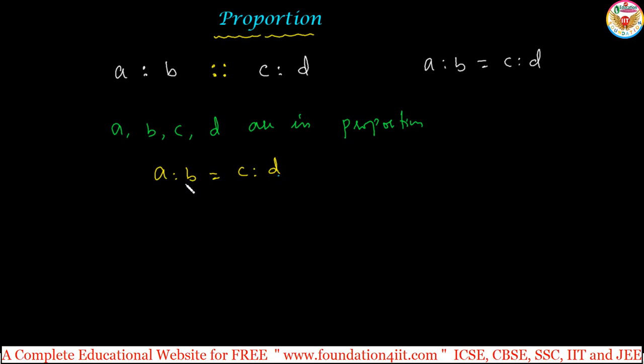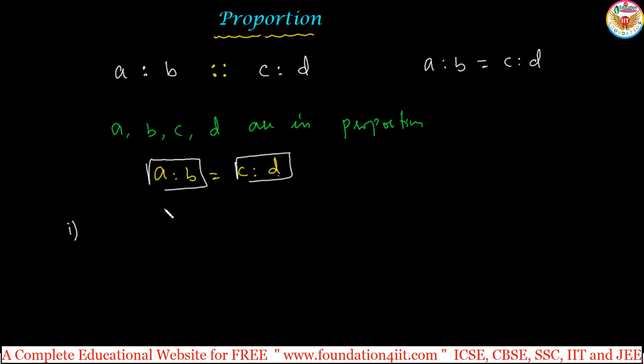So this proportion is the equality of two ratios. Simple thing, the equality of two ratios. Whenever two ratios are equal, those four numbers are in proportion. Okay, just remember that. Now let's see the properties in this basic thing. First one, each quantity in a proportion is called a term or proportional.